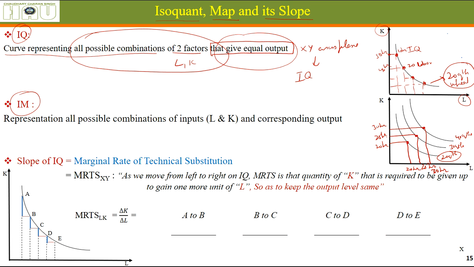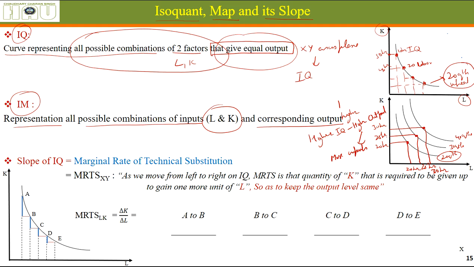So an isoquant map represents many isoquants with higher and higher levels of output. One isoquant represents one output level. Okay, a higher isoquant represents a higher output level. If we go much higher, we'll need more inputs to produce more output. So a higher isoquant means we are talking about a higher output level, which means we will be using more and more inputs. So it represents all possible combinations of inputs, labor and capital, and their corresponding output. If you use more input, you'll get more output, and you will be talking about a higher isoquant.